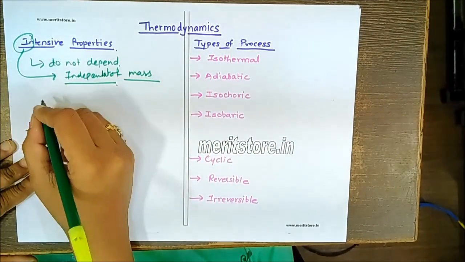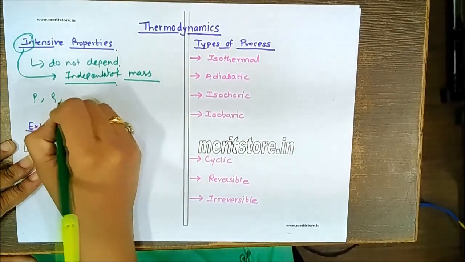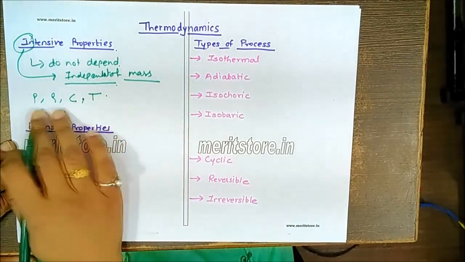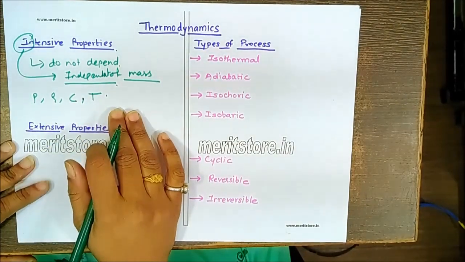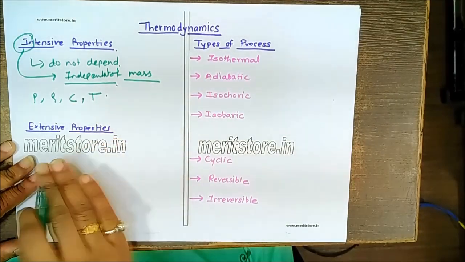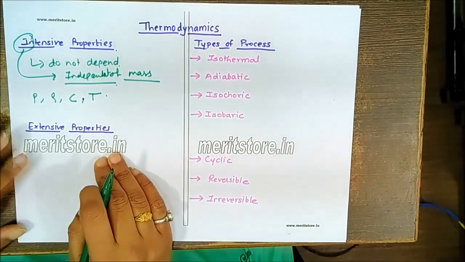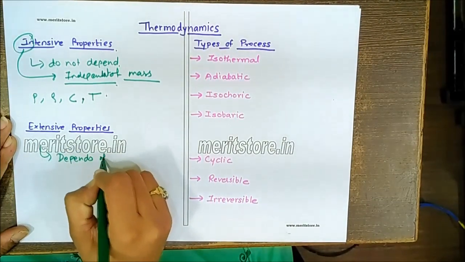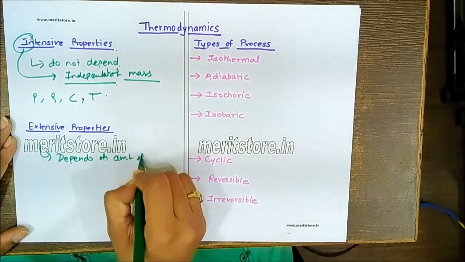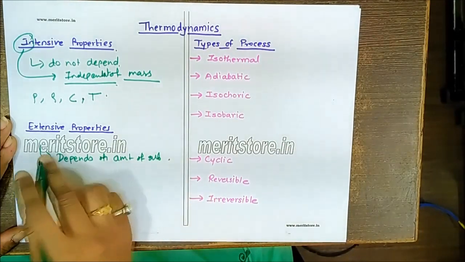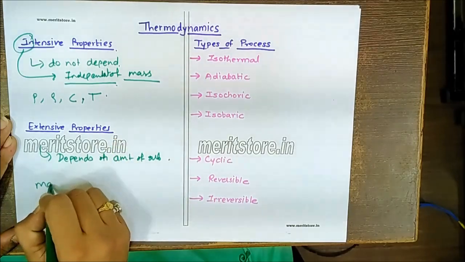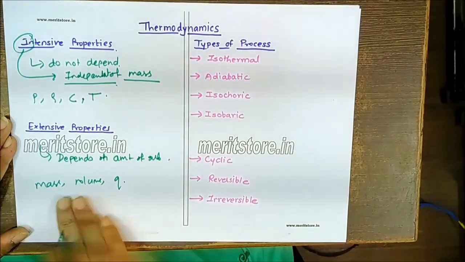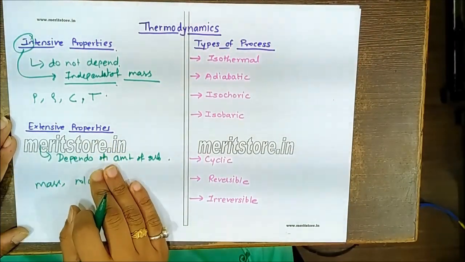For example, properties like pressure, density, concentration, or temperature are not dependent on the amount of substance, so we call these intensive properties. In case of extensive properties, these totally depend on the amount of substance. Hence, we call this an extensive property, like mass, volume, or quantity of heat. All these properties depend on the amount of substance.